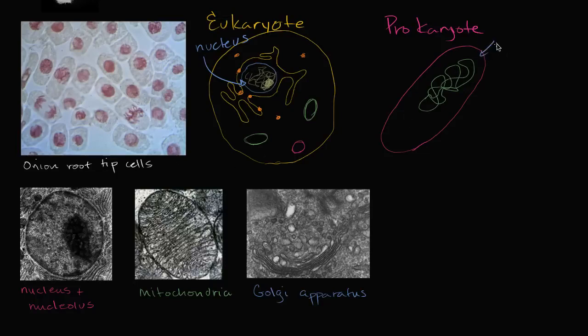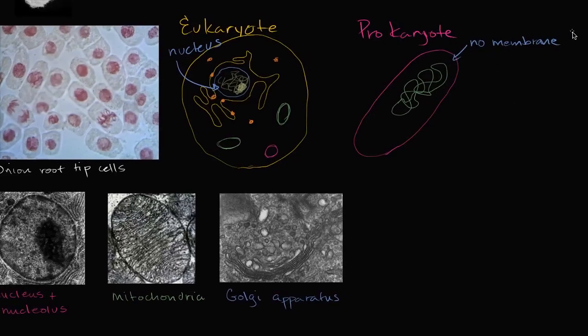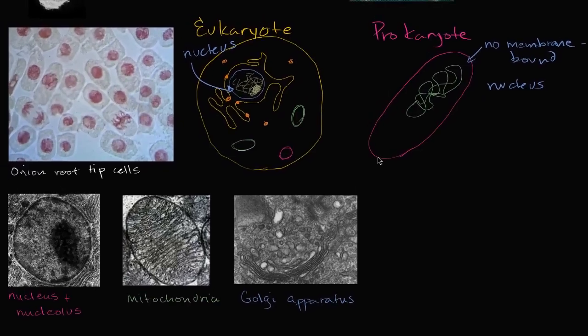We would call that a nucleoid, but it's not membrane bound. So let me write this down. No membrane. Let me write a little membrane bound nucleus. But that's not the only distinction between eukaryotes and prokaryotes, although it's the one that's most noted.